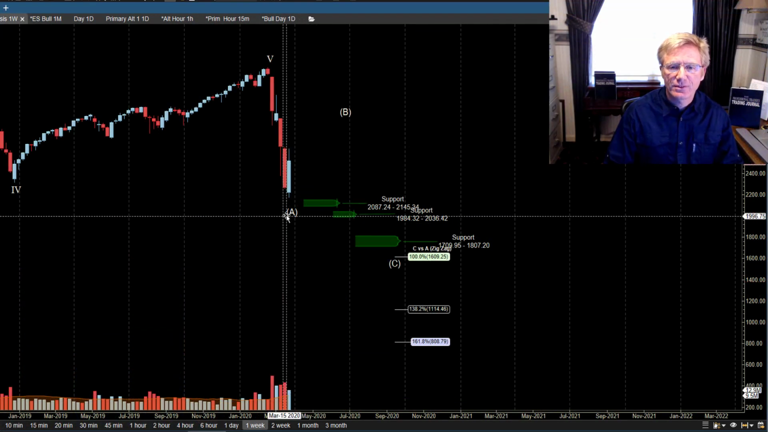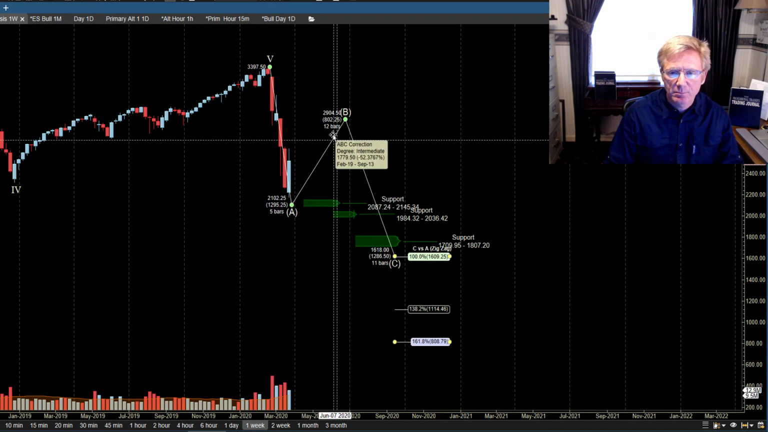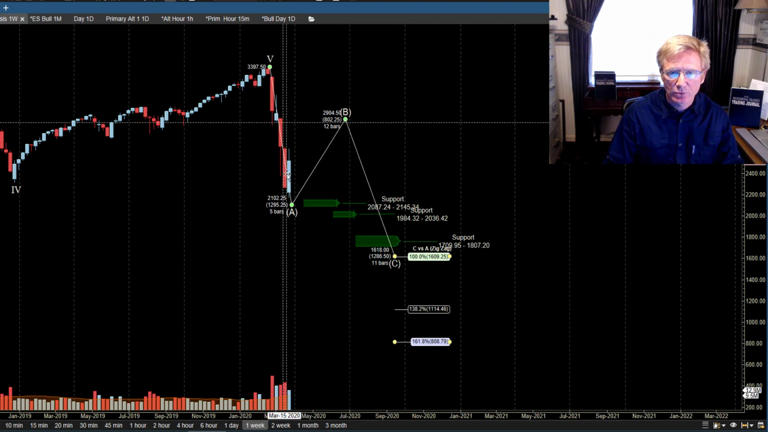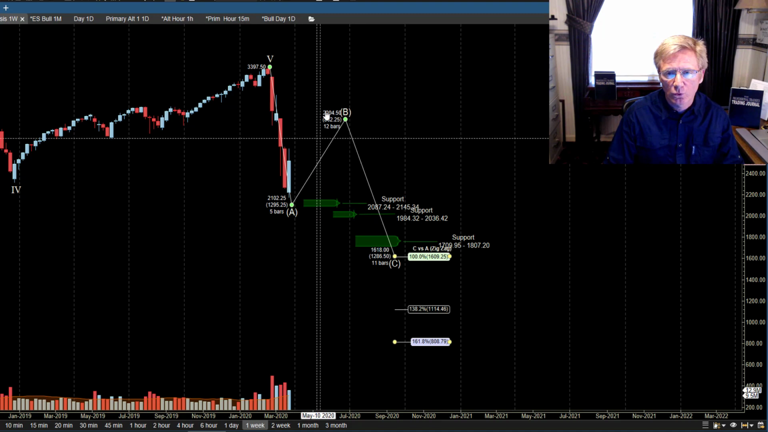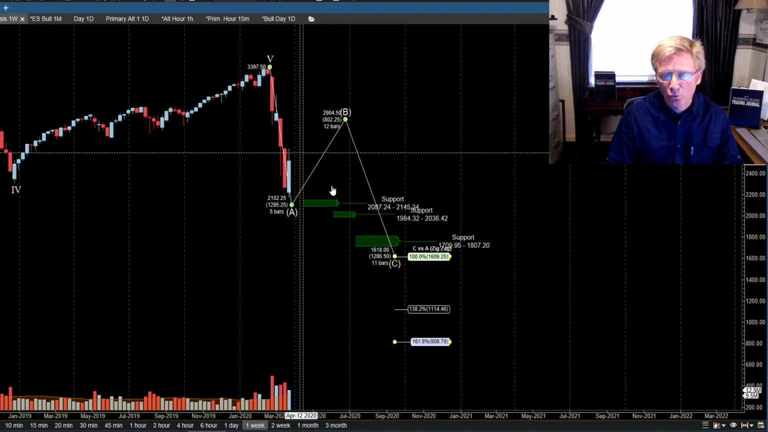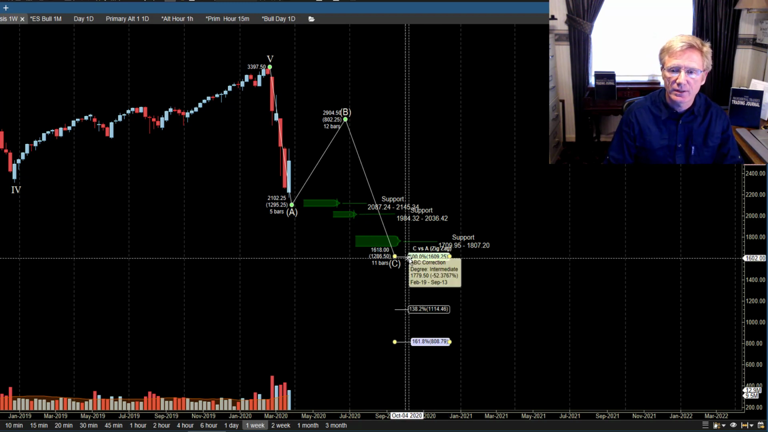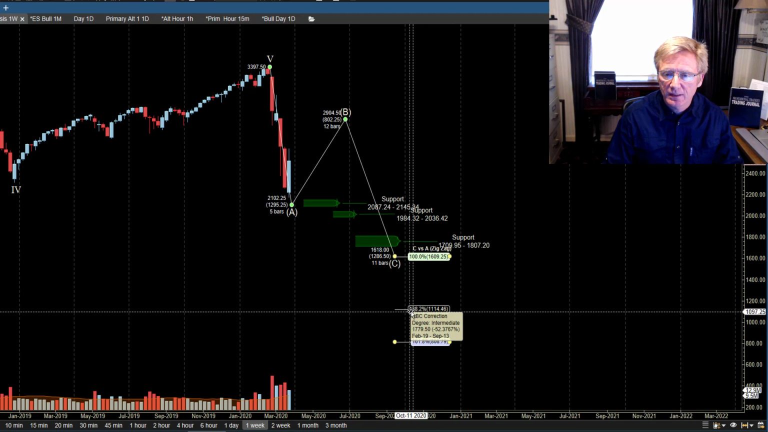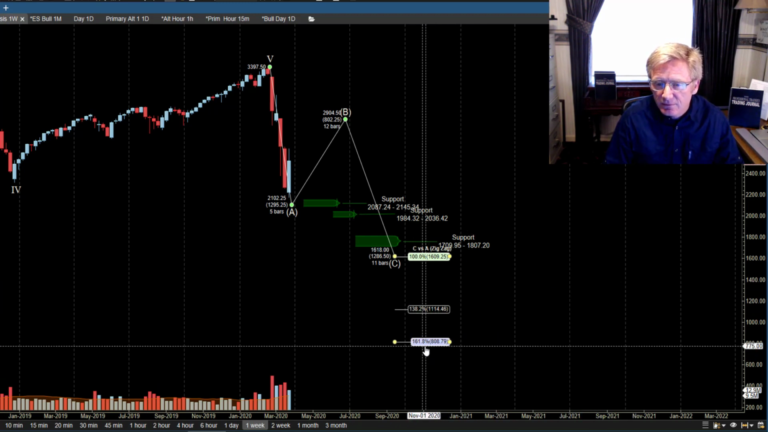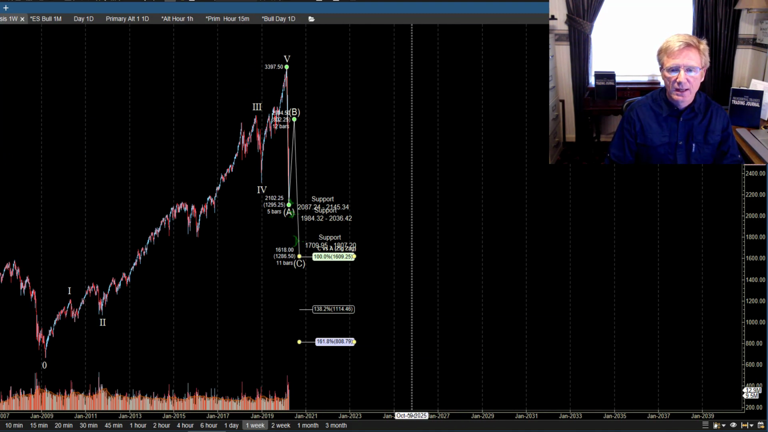One last thing, if this bear count is correct and we have an A, B, C like this, if B came up to a 61.8 retracement, which is typical for wave B, and wave C was a 100% extension of wave 1, then we could come down to the 1600 area. Another fib would be 1100. And I think this would be pretty ridiculous down here. That's kind of end of the world stuff.